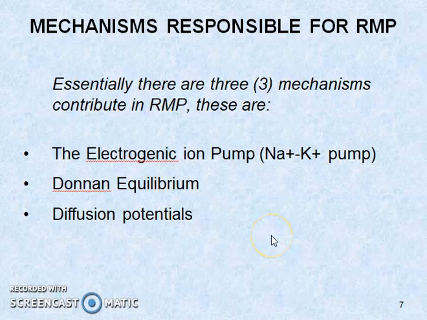Dear students, in the last episode, we were talking about resting membrane potential. We were talking about the mechanisms which are responsible for resting membrane potential to occur and to maintain itself. So we talked about three main mechanisms: electrogenic ion pump (the sodium potassium pump), the Donnan equilibrium, and diffusion potential. We talked about the first two, electrogenic ion pump and Donnan equilibrium.